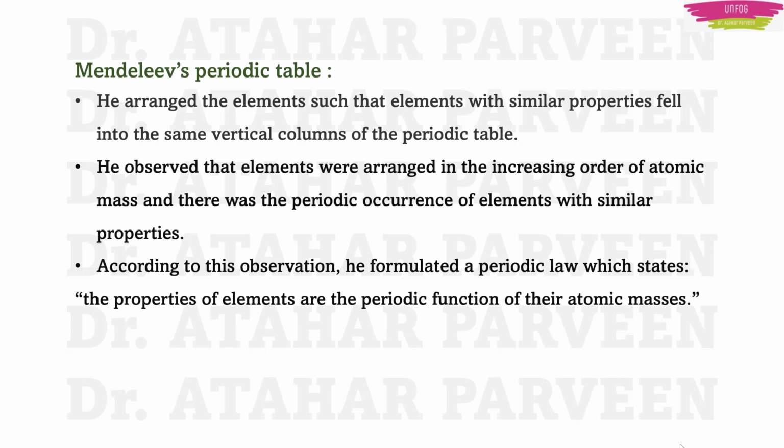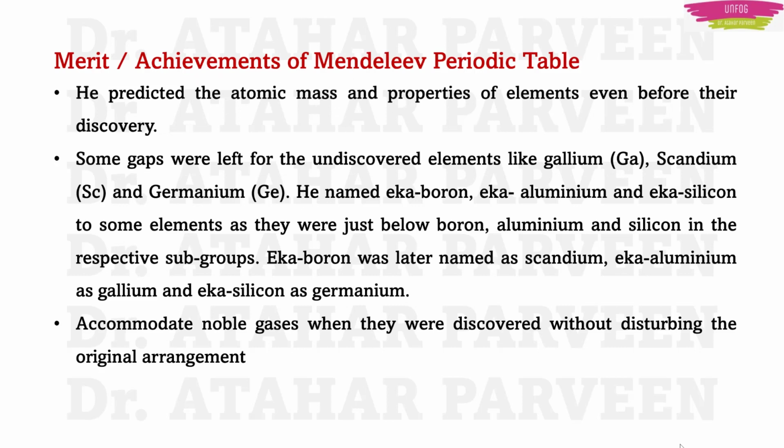So what does Mendeleev's periodic law say? It says that the properties of elements are the periodic function of their atomic masses. Now this one we can say was a benchmark in the history of the periodic table, because this periodic table had many merits and achievements. Like for example, Mendeleev predicted the atomic mass and properties of elements even before they were discovered. Still they were yet to be discovered, but Mendeleev predicted elements based on his periodic law.